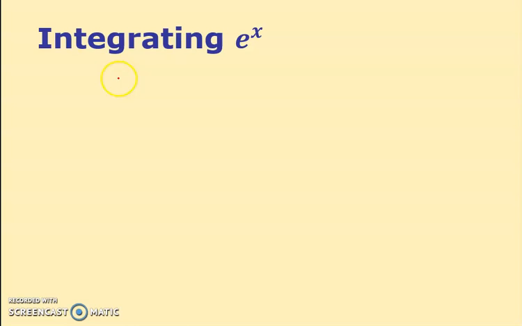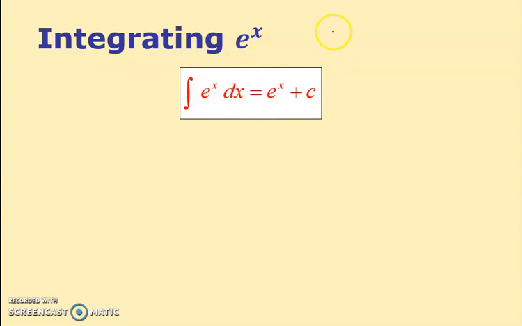So integrating e to the x, the rule is simple. We already knew that if I differentiate e to the x, you get e to the x. So it's no real surprise that when you integrate, you get e to the x back again. Notice we write plus c, because when you integrate, you always get plus c.